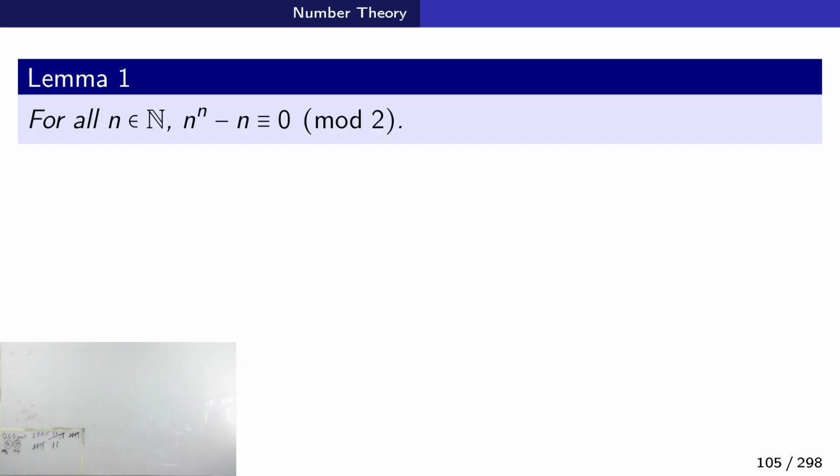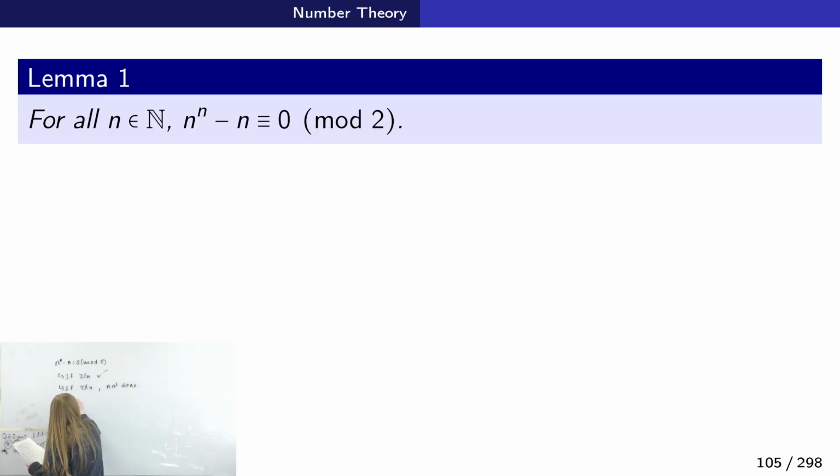Okay. This is one of the more important theorems that I was talking about. Actually, it's a lemma. Forgive me. So we have a lemma here. Our goal is to prove that for all natural numbers n, n to the n minus n is congruent to 0 mod 2. Okay? If 2 divides n, we're done. If 2 does not divide n, guess what? We're not done.